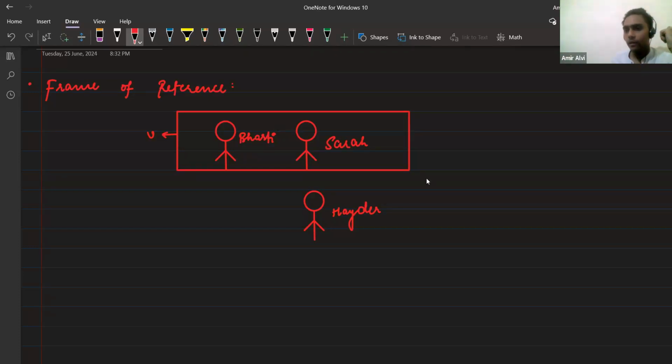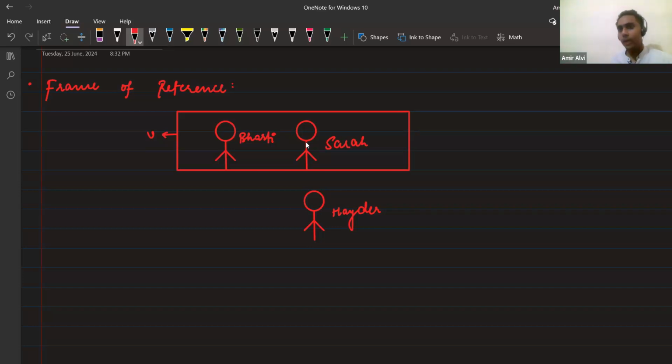Bharti, Sara, we are talking about you, so please respond. Please tell me, what will they observe when Bharti and Sara are in the train? I'm asking whether they are at rest or in motion. If we take them in the frame of reference, according to Bharti and Sara, what they will observe is that they are sitting in the train with zero velocity, right?